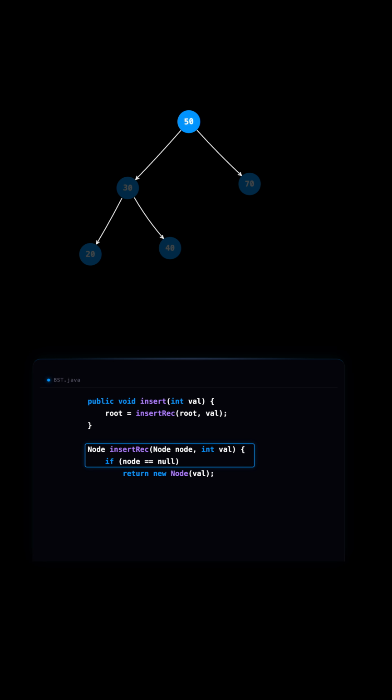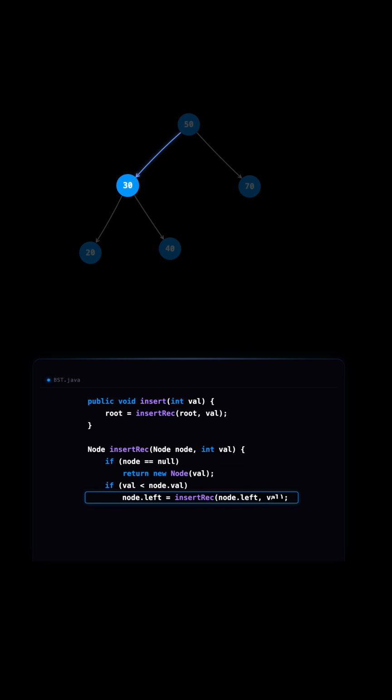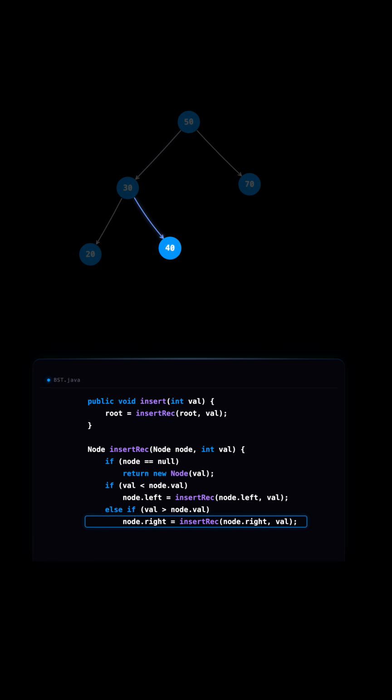First question: is this node null? No. So now we compare. 35 is smaller than 50, so we move left. That means the value belongs somewhere inside the left subtree. Now recursion takes us to 30. At node 30 now, 35 is greater than 30, so this time we go right, and we land on 40.